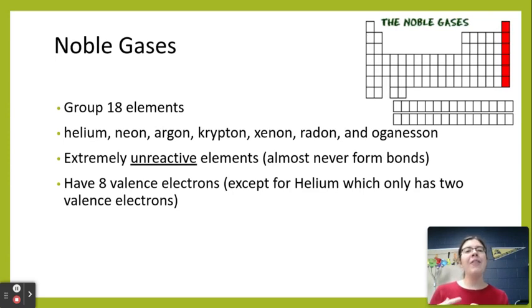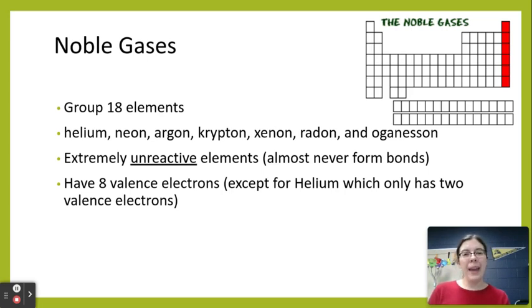And then finally, we have the noble gases. So these are the group 18 elements, the last ones on the periodic table. So helium all the way down to one of our newest elements, oganesson. These elements are all extremely unreactive, meaning that they almost never form bonds with other elements or with themselves. This is why for many years we didn't even know the noble gases existed. When Mendeleev made his periodic table, he didn't leave a spot for the noble gases because we had no clue at that point in time that these elements would be on our planet.